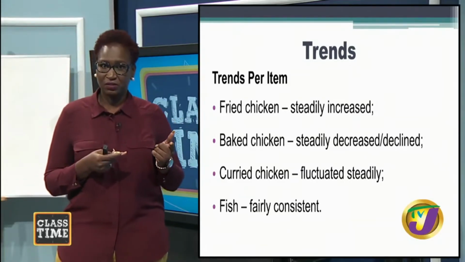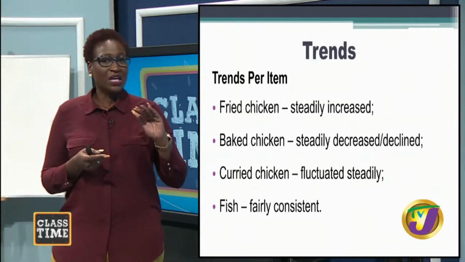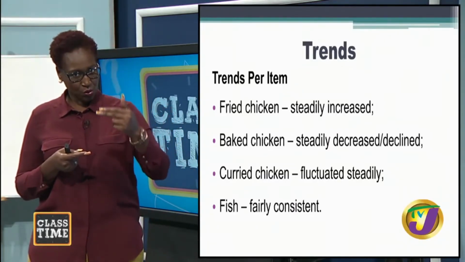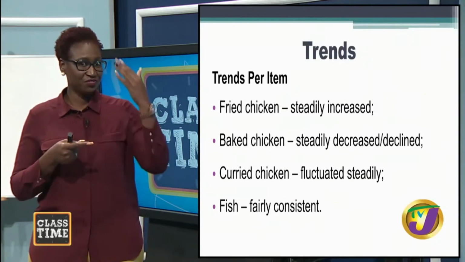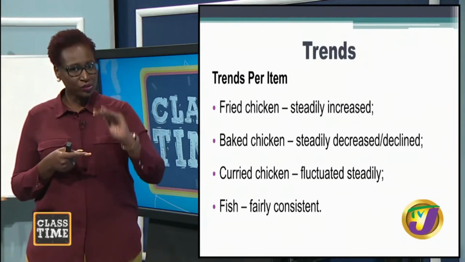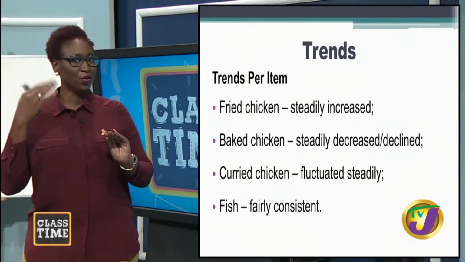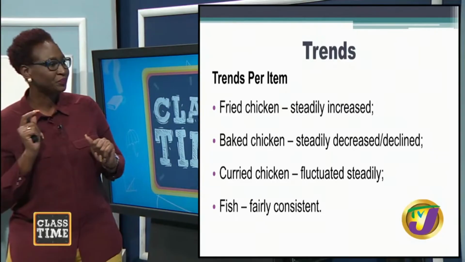For the baked chicken, what happened there? Unlike the fried chicken, it went down. But it didn't go down at a very drastic rate. It went down at a steady rate. So one was steadily climbing while the other one was steadily falling.